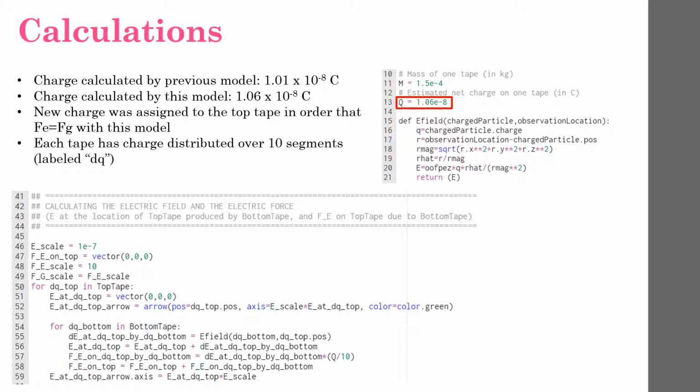So I did the calculations in GlowScript and came up with a new charge. So the new charge was assigned to the top tape in order that the electric force would be equal to the gravitational force with this particular model.